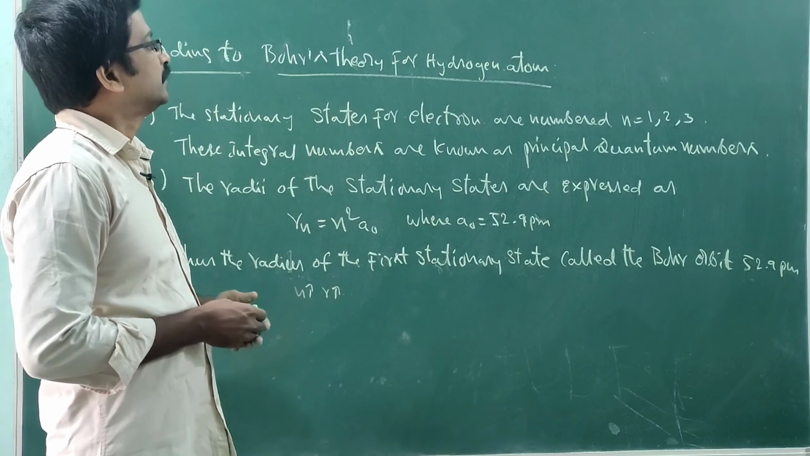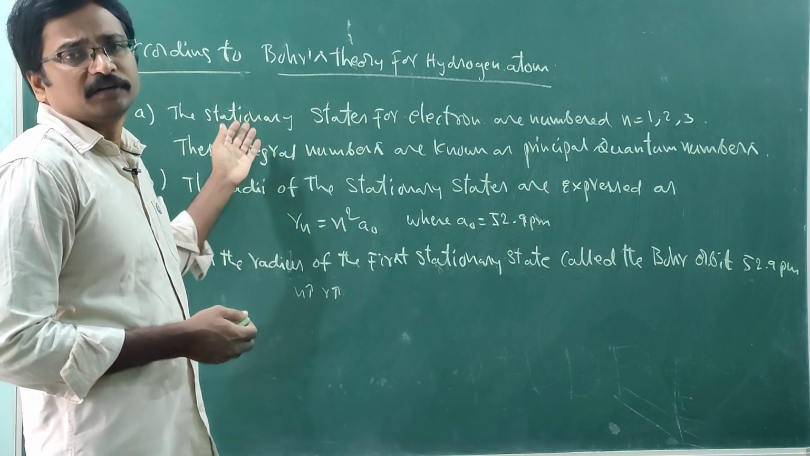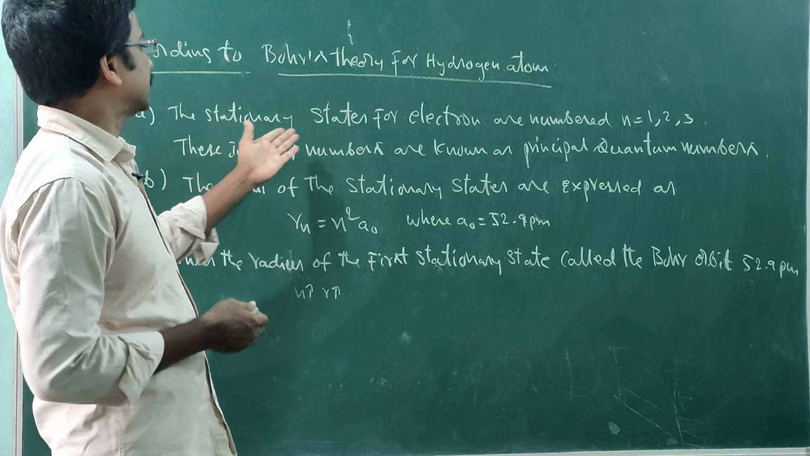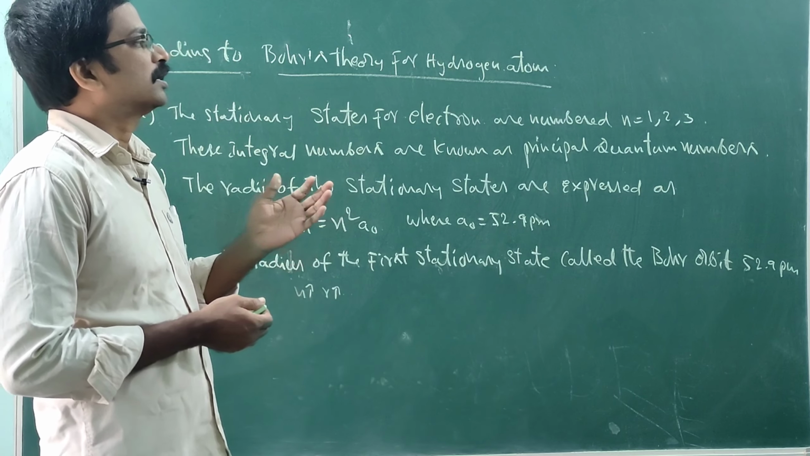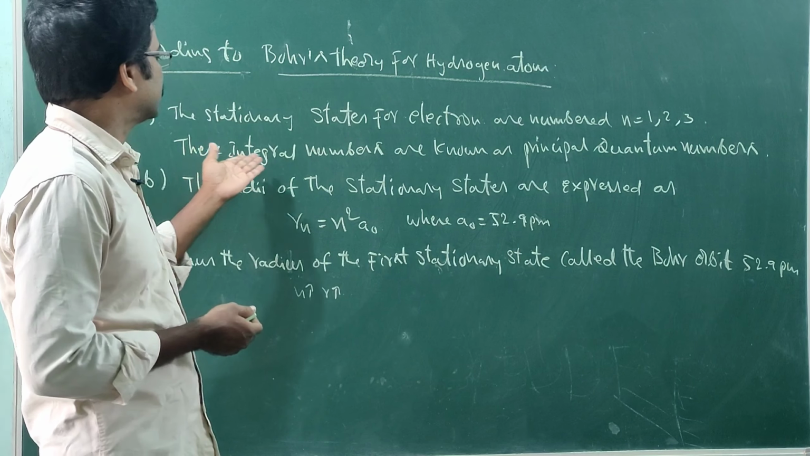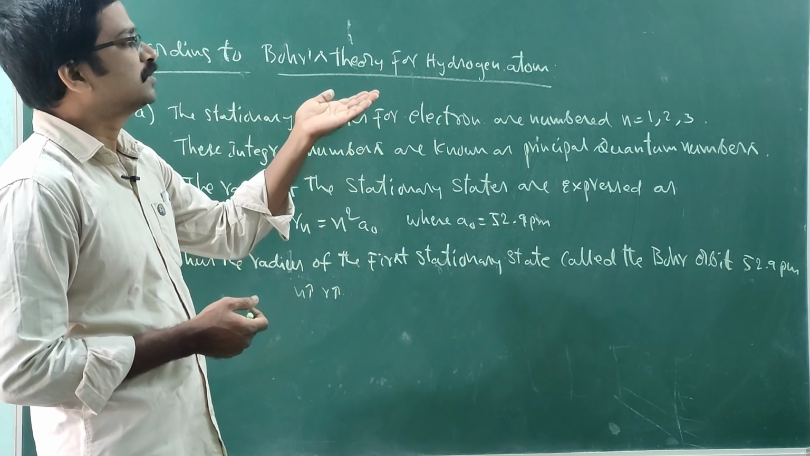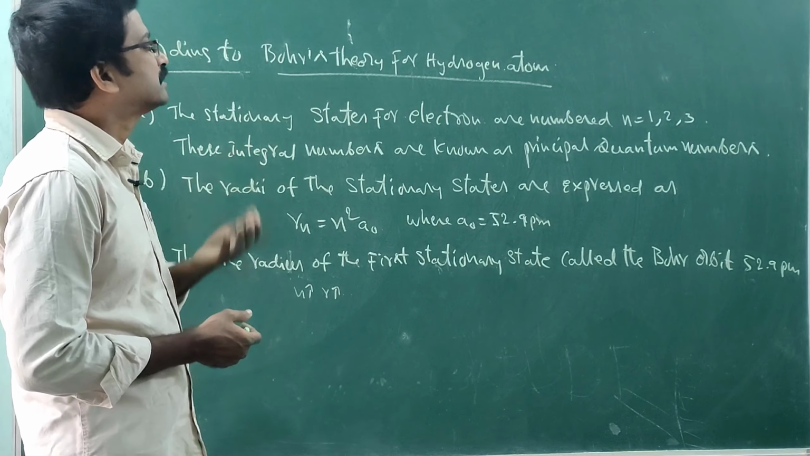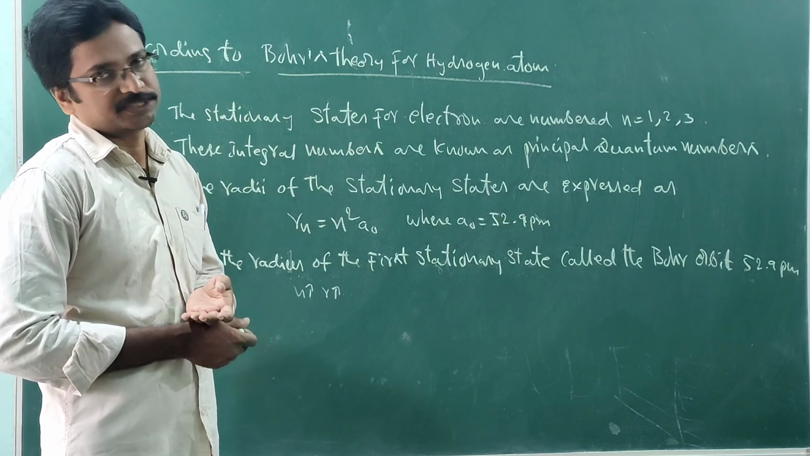According to Bohr theory for the hydrogen atom, the following conclusions are drawn. The stationary states for an electron are numbered as 1, 2, 3 and so on. These integral numbers are known as principal quantum numbers, the stationary states of the electrons.